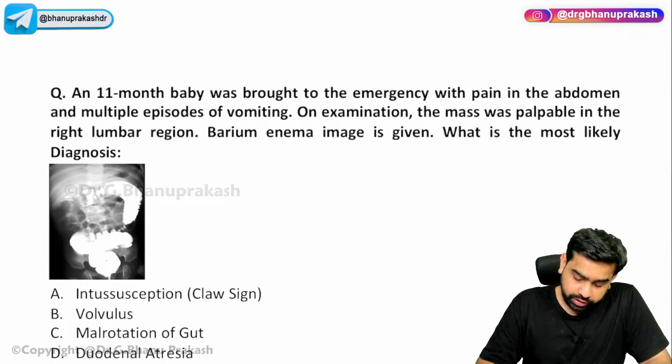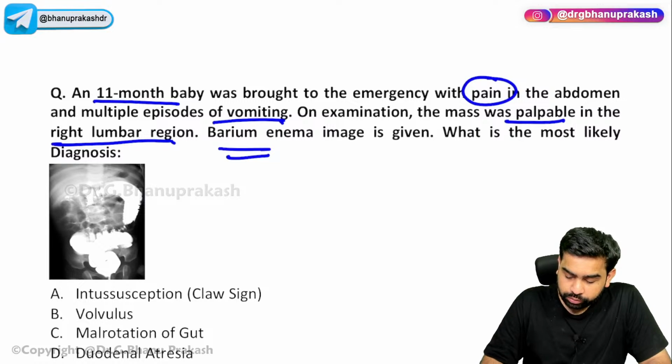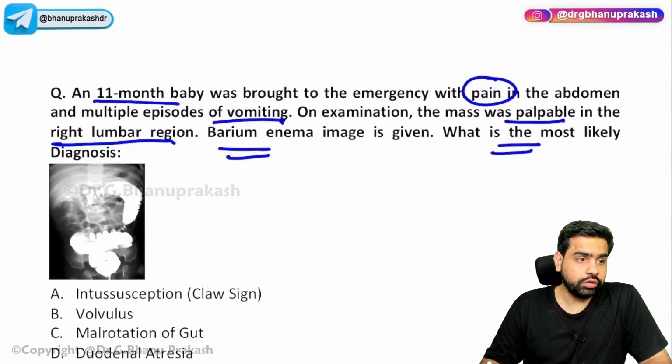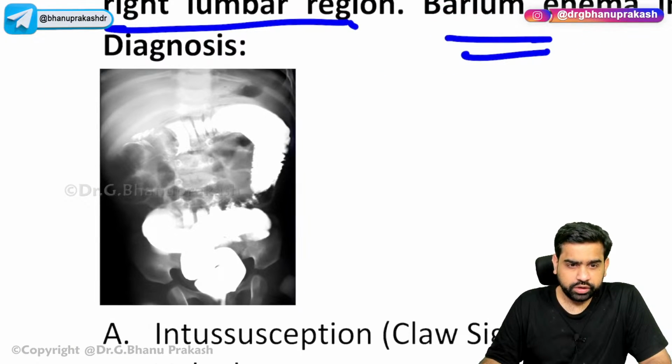The next question is that there is an 11-month-old baby who was brought to the emergency with pain in the abdomen, multiple episodes of vomiting, and on examination there was a mass palpable in the right lumbar region. The barium enema has been shown. What is the most likely diagnosis of this particular patient? Please look at the image. What is the diagnosis?